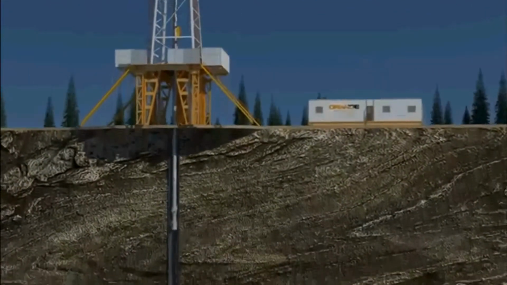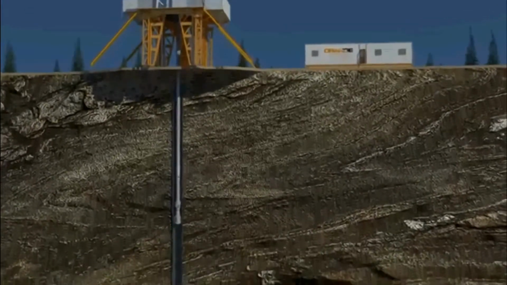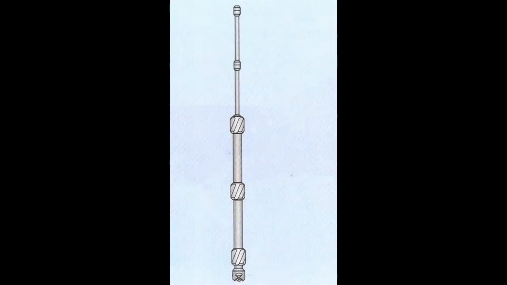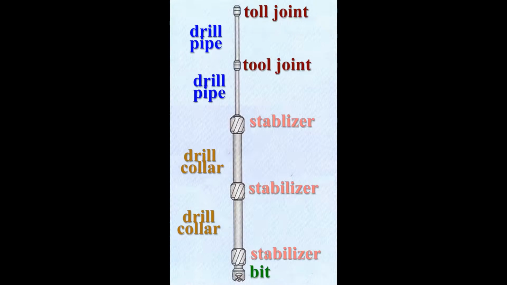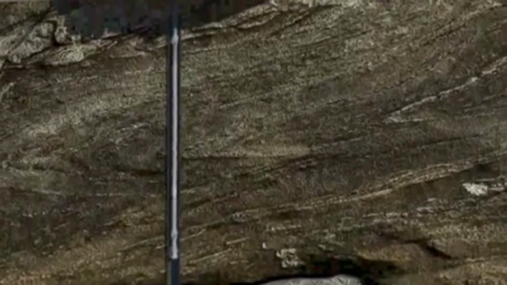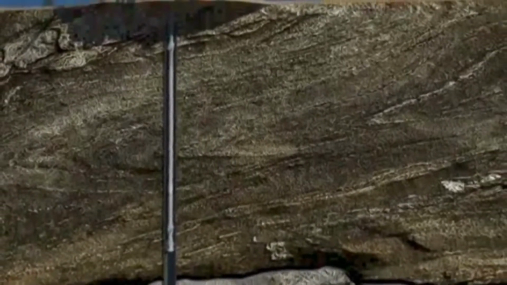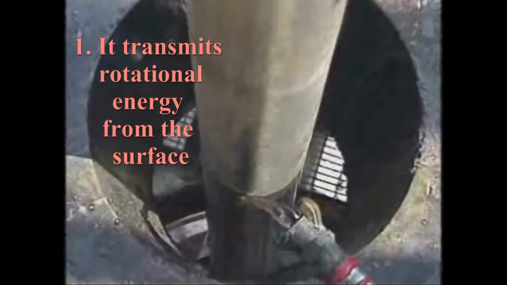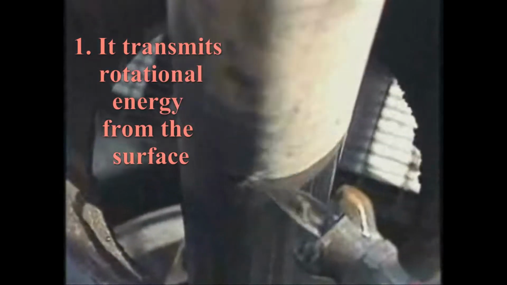To enable the rotating system to work, you must have the basic drill string. Let's talk about the components of a drill string. For all practical purposes, a drill string is a tube of steel pipe with multiple connections that extends from the surface to the bit. In other words, everything in the hole. It has 3 functions. First, it transmits rotational energy from the surface to the bit.